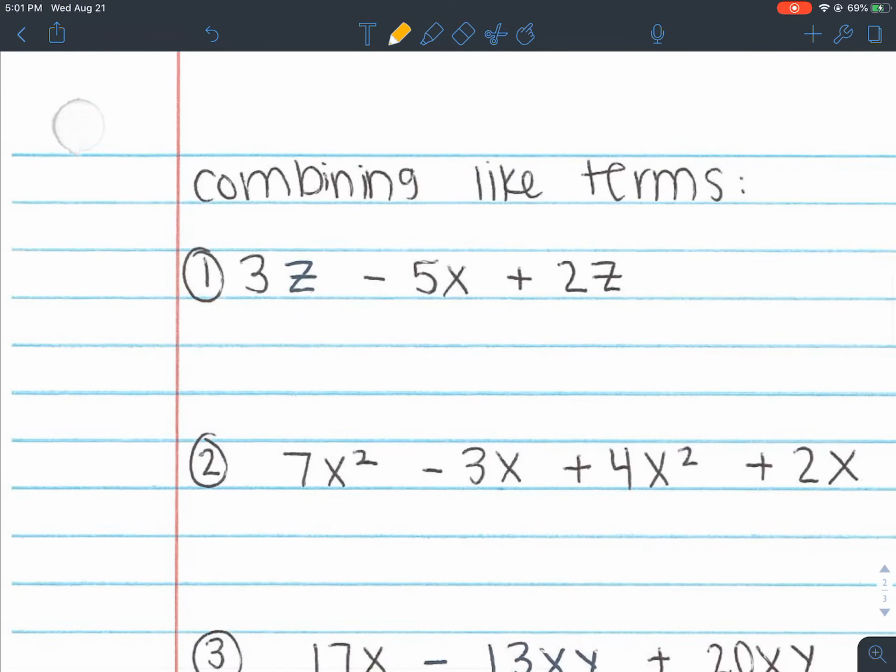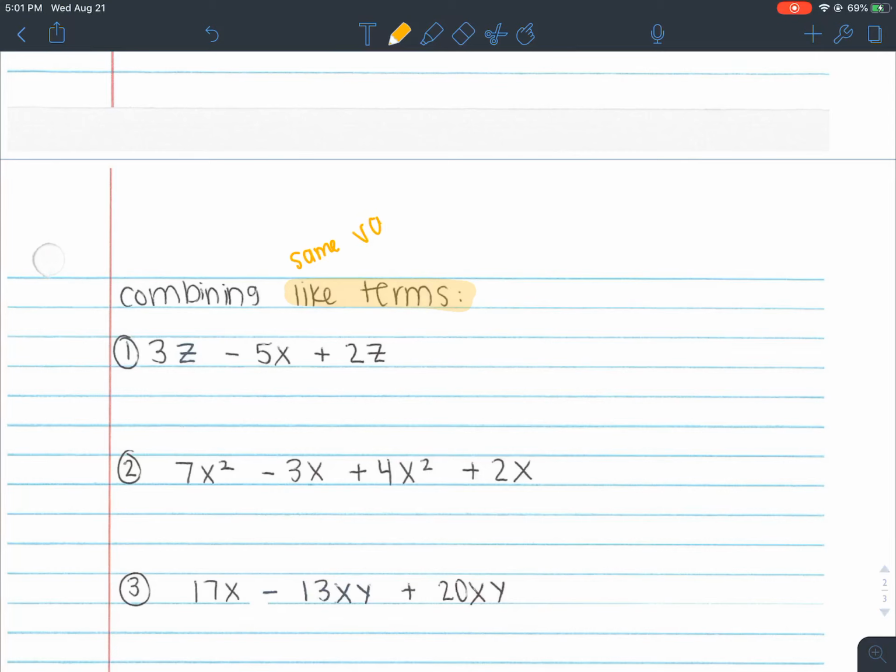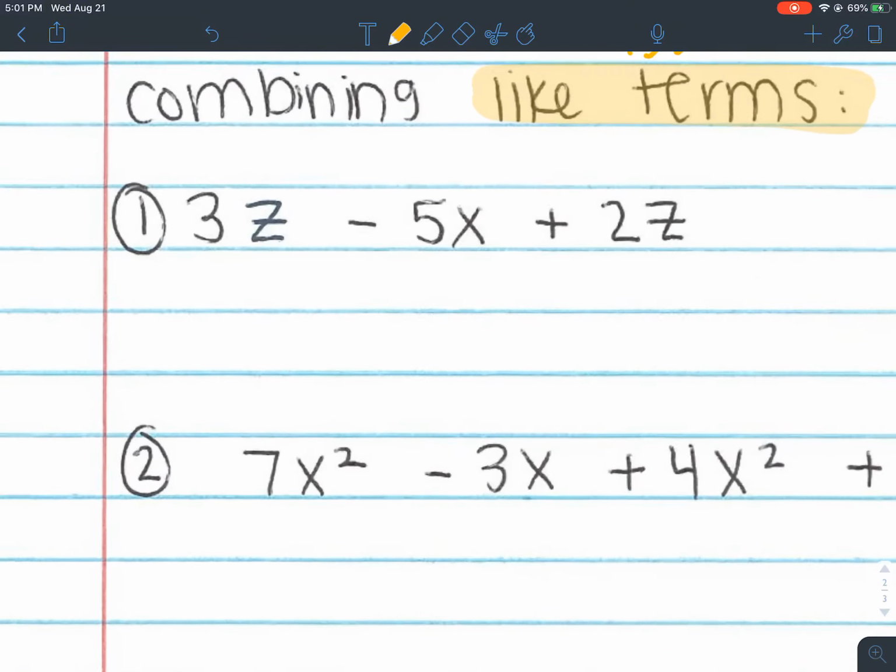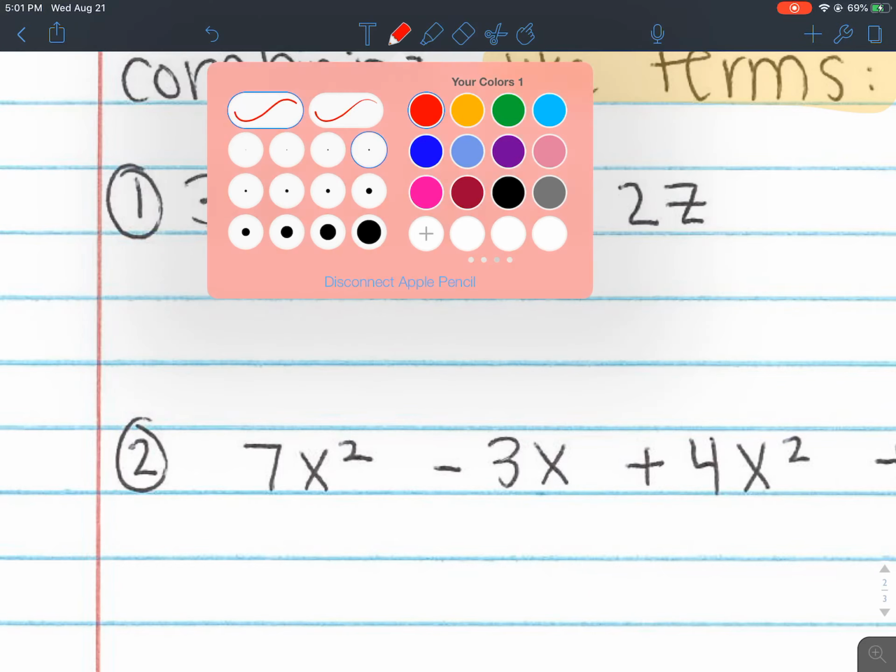So combining like terms. Again, what are like terms? They are terms that have the same exact variable and exponent. Same variable and exponent.